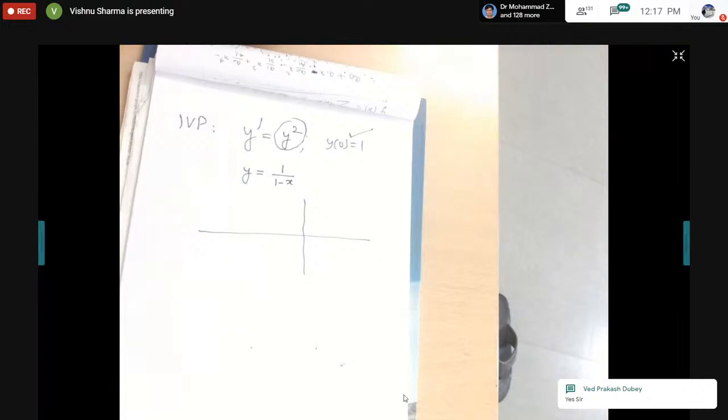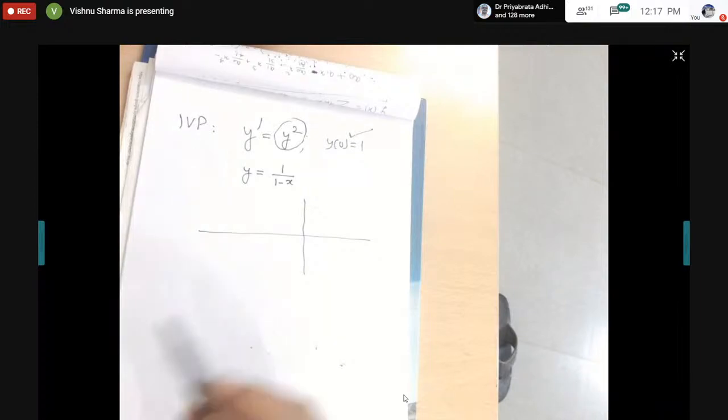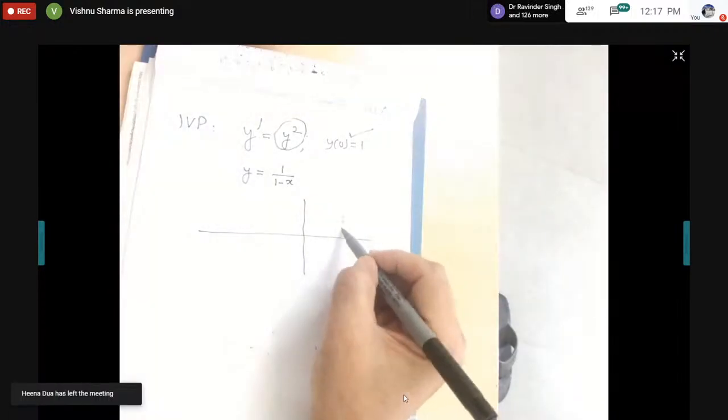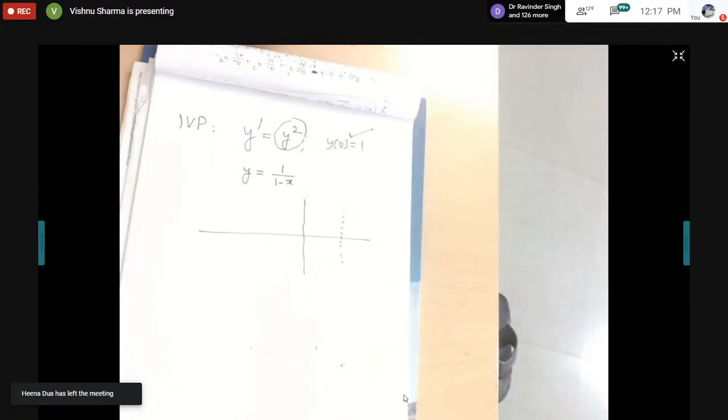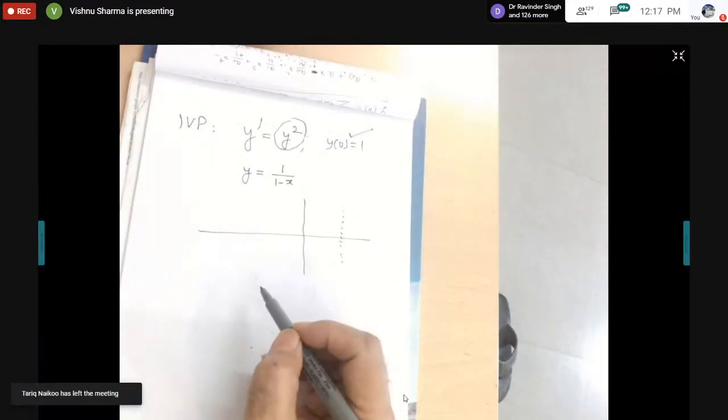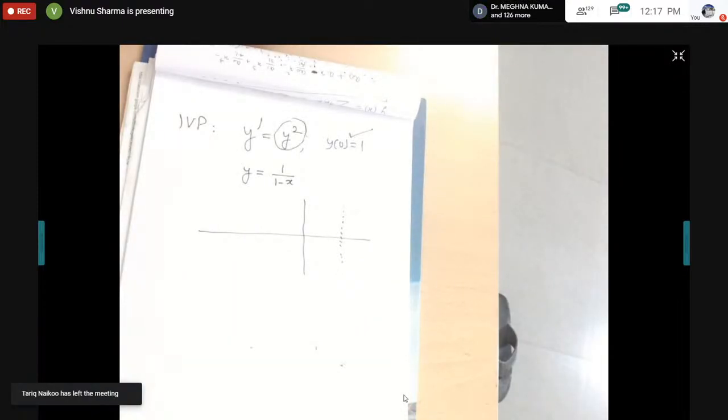Minus infinity to 1, and 1. No, that's wrong. You see, don't accept. This cannot cross this line. That's all, R minus 1. No, this is wrong. Again, same mistake.